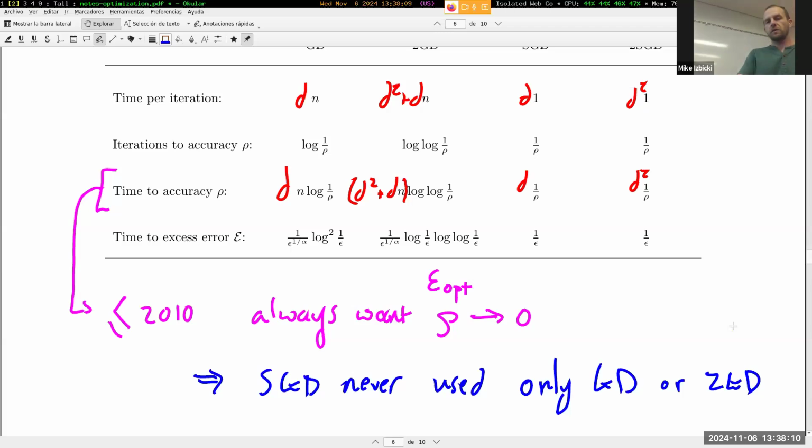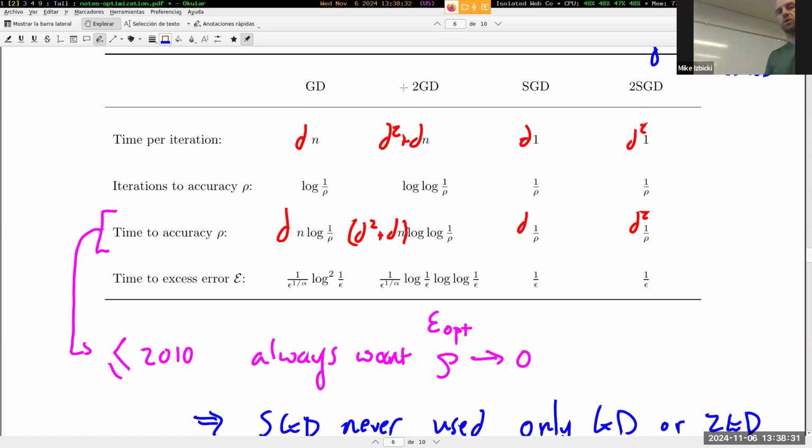and check in with questions. There's an important point to realize here, that only looking at this time to accuracy rho, if we're actually trying to make our rho get really, really small, go down to 0, then neither of the stochastic algorithms make sense. Only gradient descent or second order gradient descent makes sense. And which one of those you want to do depends on how d and rho relate to each other. Are we all tracking? A couple of head nods.